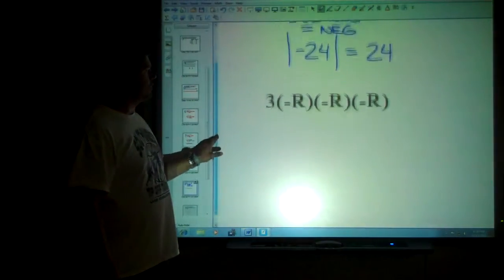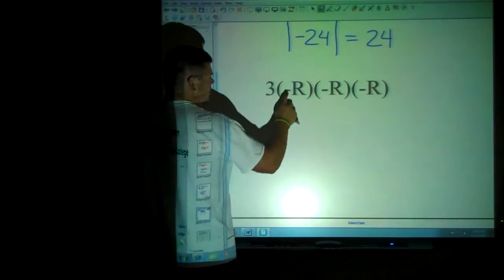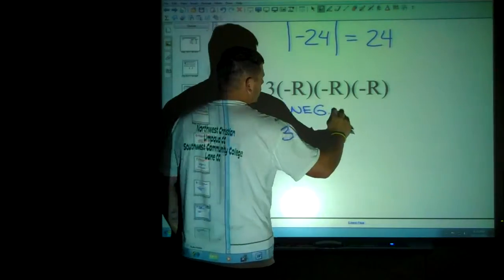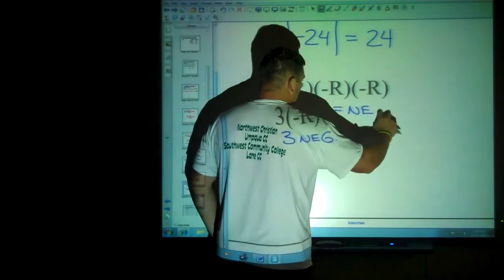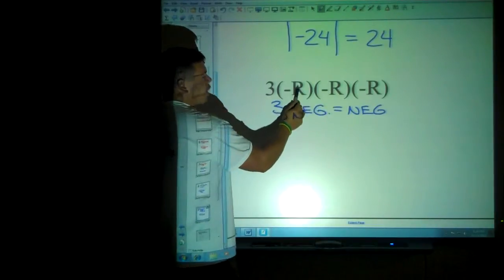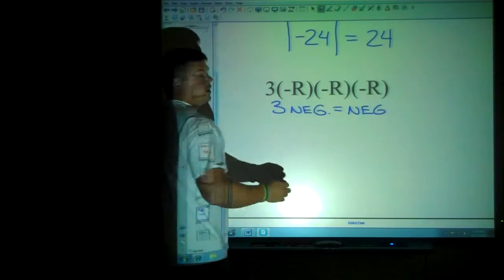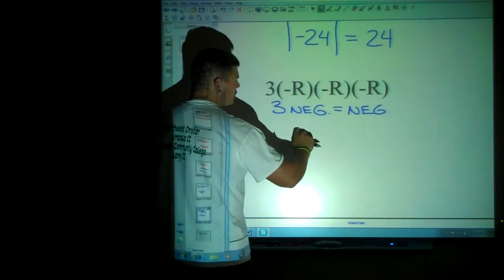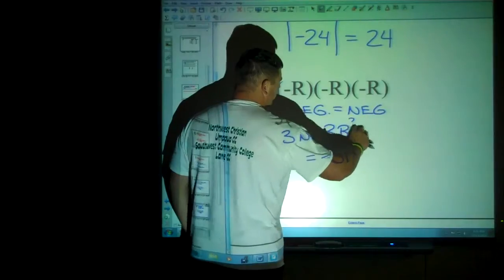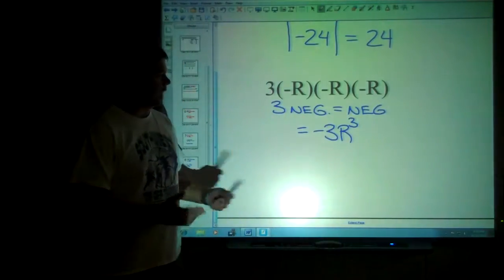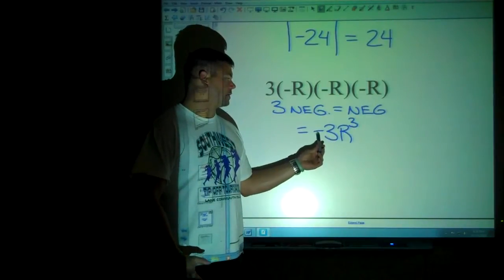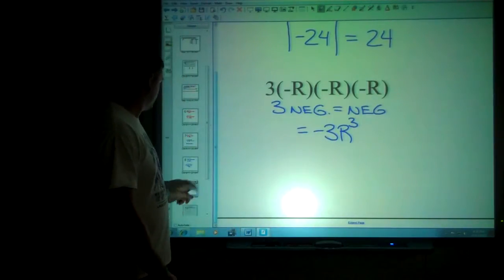All right? Here's a whole bunch of r's. But if you count, there's 1, 2, 3 negatives. 3 negatives are going to equal a negative answer. There's only a 3, so there's nothing else that 3 can multiply by. But anytime you have r times itself, you're dealing with exponents. So you could say the answer is negative 3r cubed. The answer is going to be negative. Go ahead and cube whatever r is, multiply it by the 3, and it's got to be a negative number.